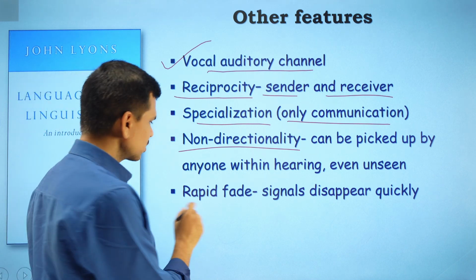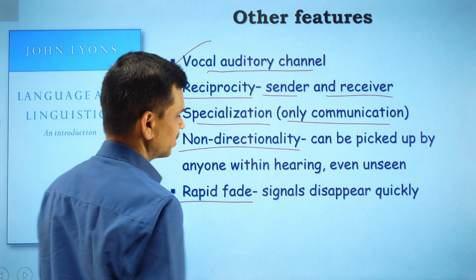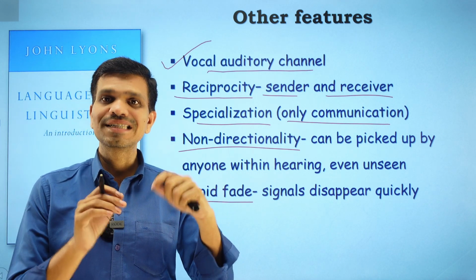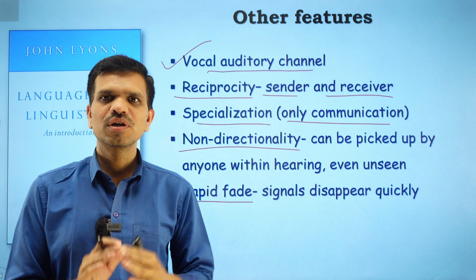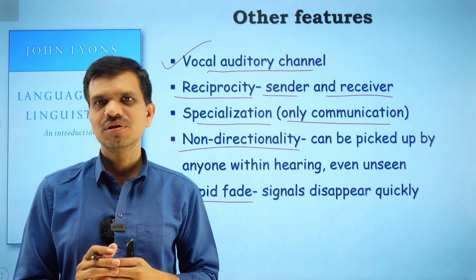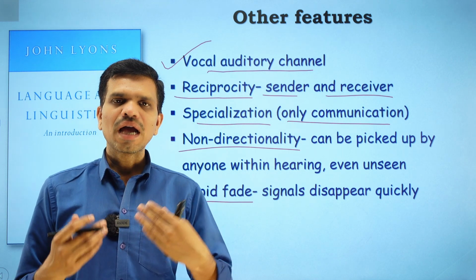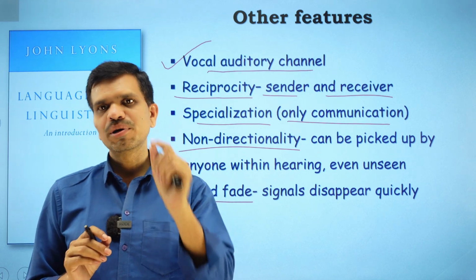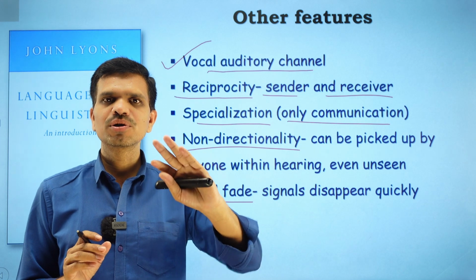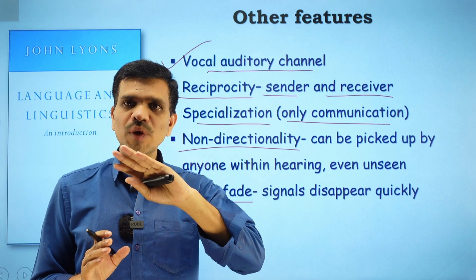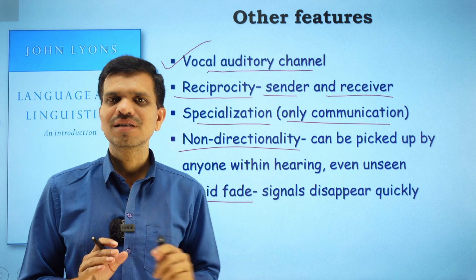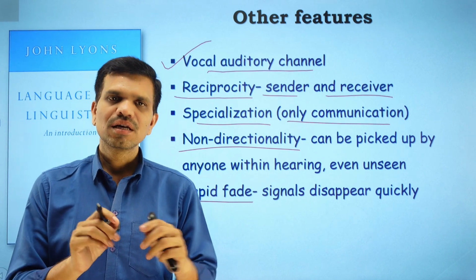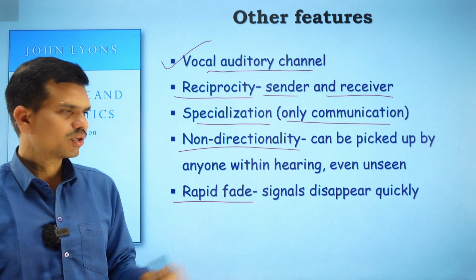The last feature here is rapid fade, meaning we produce signals in the air and these signals disappear quickly. This is also a feature of human and animal communication. For example, I am speaking to you, producing different sounds in a particular language, but these sounds are produced in the air and vanish immediately. This is the abstractness of language, and this is the last feature, rapid fade of language.